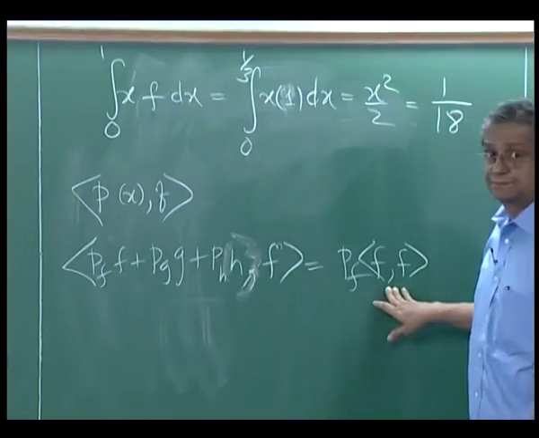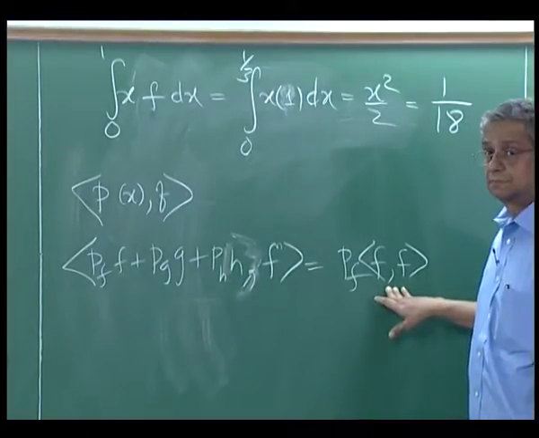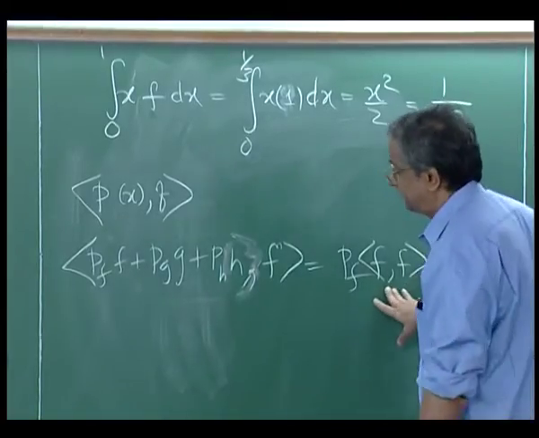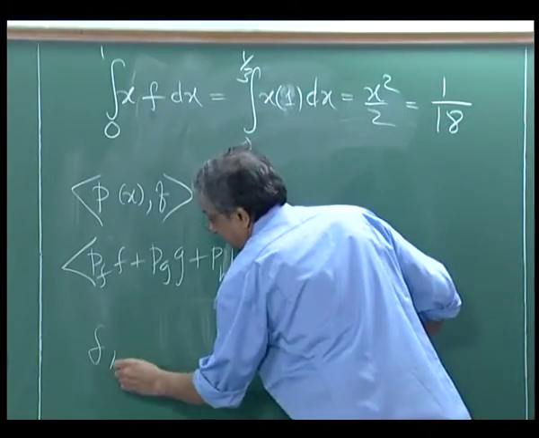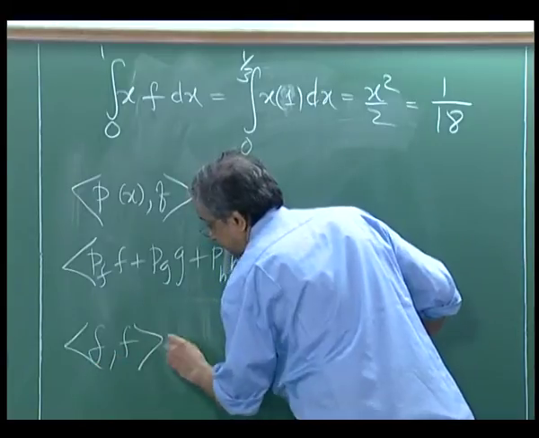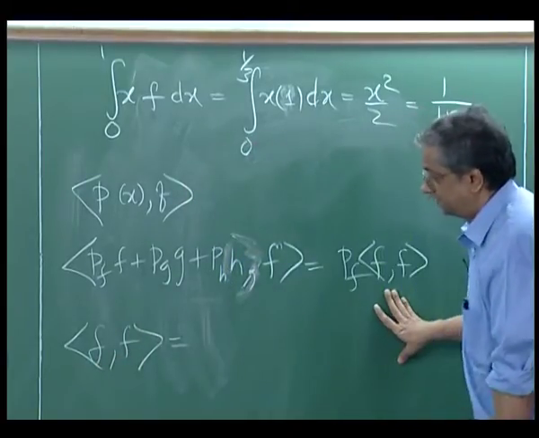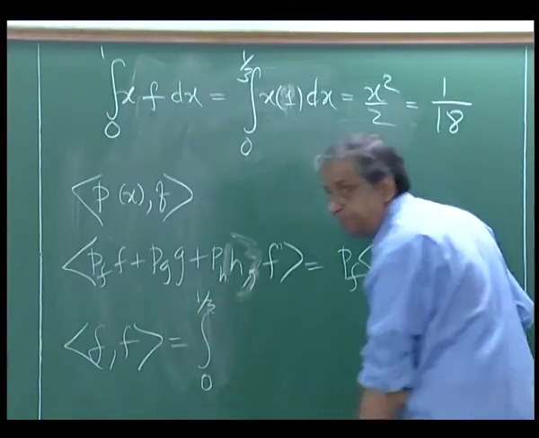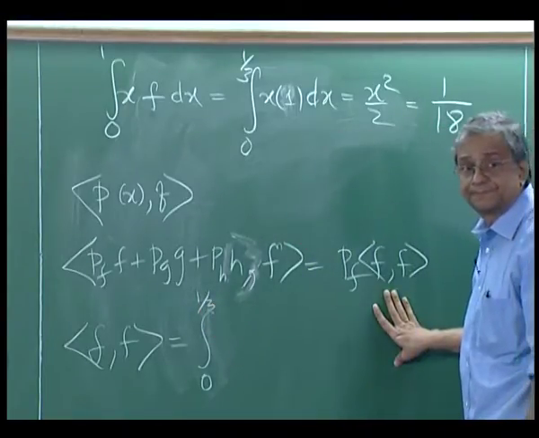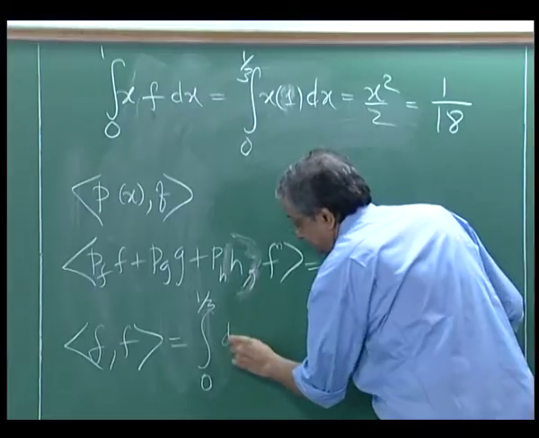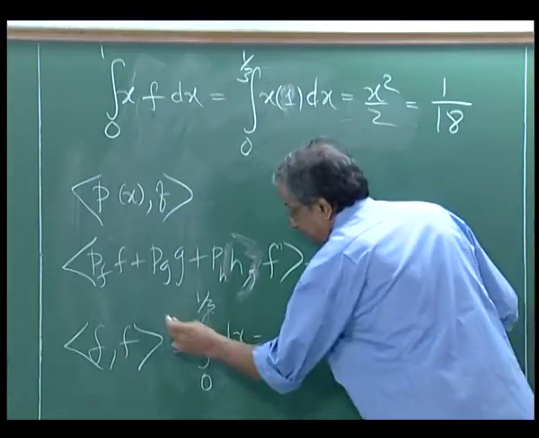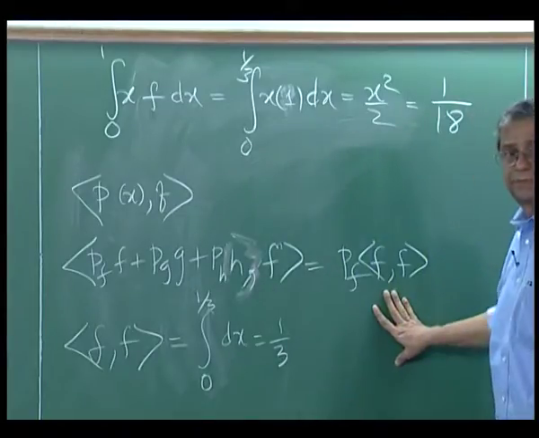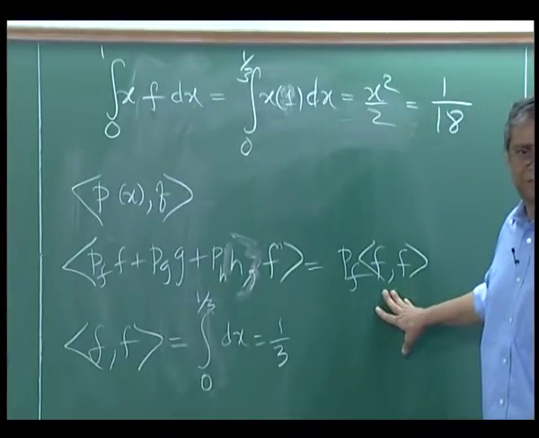And what is f dot f? You have to be careful now. I changed the definition of my f. What is f dot f? Well, we have to calculate f dot f. For this case, f dot f is the integral 0 to 1/3 dx, which gives me 1 by 3. So presumably if I have n of them, it will give me 1 over n.